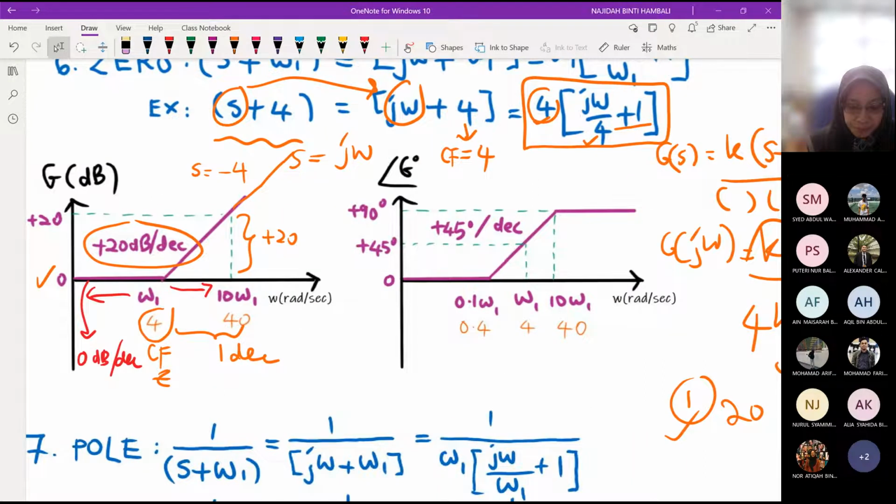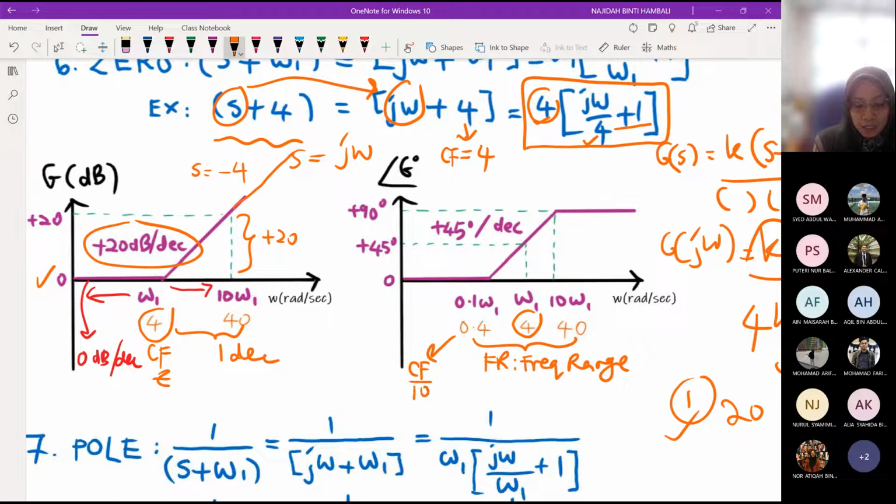Okay. For phase, listen carefully. For phase, only within this frequency range, which in the table later I will label as F, the frequency range. How to determine this frequency range? Okay, this is your cutoff frequency. You need to extend one decade before the cutoff frequency, so cutoff frequency divided by 10. So you get 0.4. This is your minimum frequency range. And you need to extend one decade after the cutoff frequency, so cutoff frequency multiplied by 10. This is how you determine your frequency range. For cutoff frequency 4, your frequency range is between 0.4 until 40.